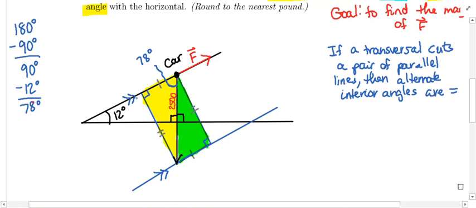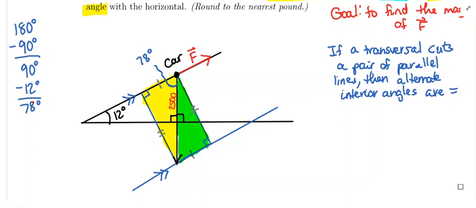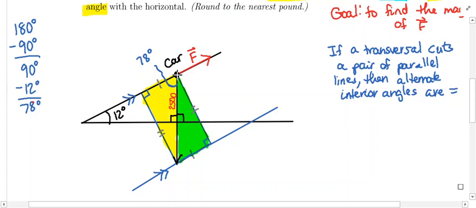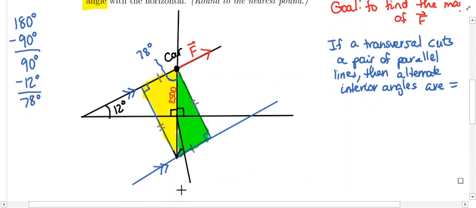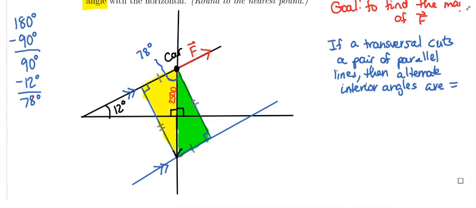So I've got my parallel lines. I've marked them with the double arrows here. Those are the parallel lines. The transversal is a line that cuts them. There's a couple of transversals here, but I'm thinking about this one, the one associated with the weight vector. I'm just extending the line here so we can see this better. This is a line that cuts this pair of parallel lines. So what this tells us is that alternate interior angles are equal.